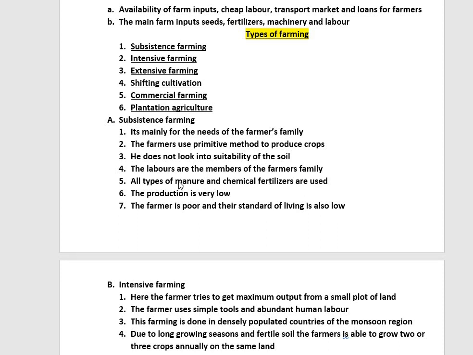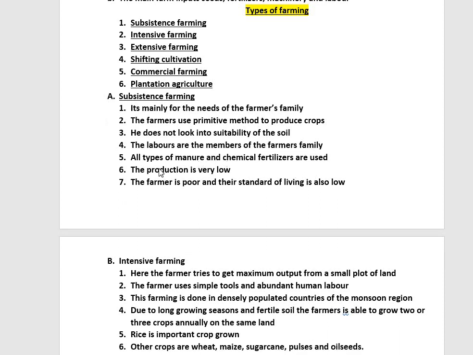Next, the laborers will be the members of the farmer's family. So he will not call any other people to come and work on his field, but his own family will be the laborers for his farm. Next, all types of manure and chemical fertilizers are used in the field.